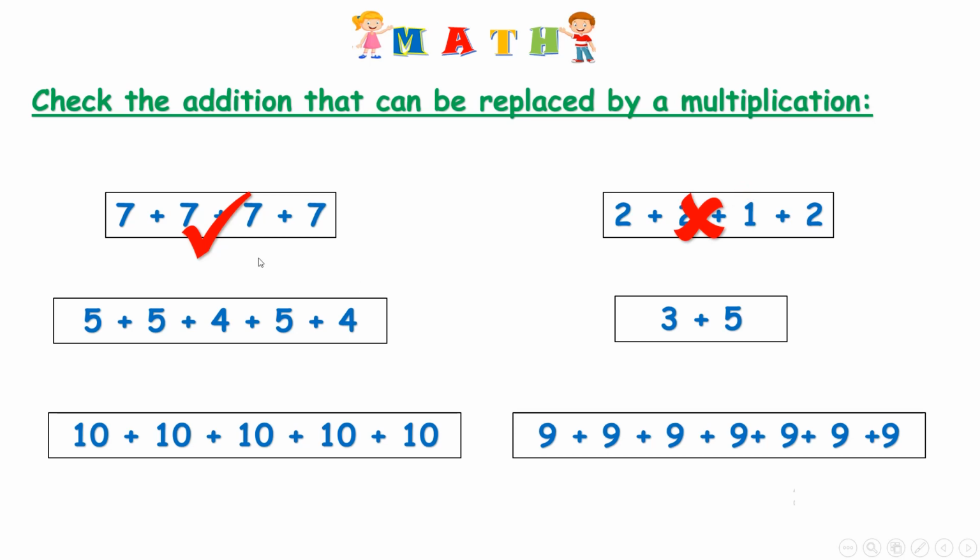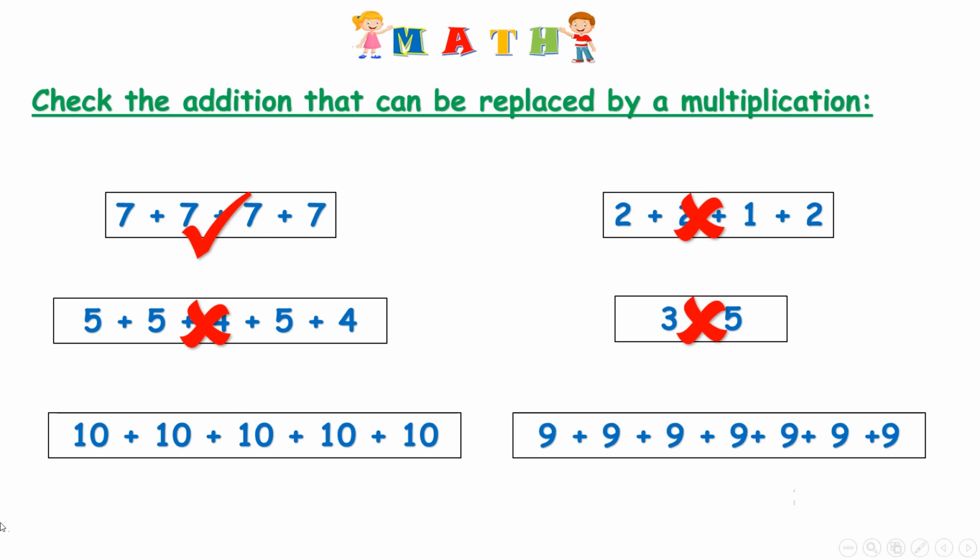Okay, now let's see the next one. I have 5 plus 5 plus 4 plus 5 plus 4. Even though the number 5 is repeated 3 times, I should have the same number in the whole equation repeated, okay? I have here 5 and 4, so it's not a correct one and I cannot replace it with a multiplication equation. Okay, I will not check this one. Great. Now let's see the next one in here. 3 plus 5. There are no repetition, so I will cross it out.